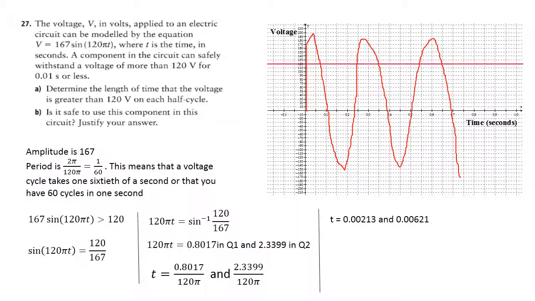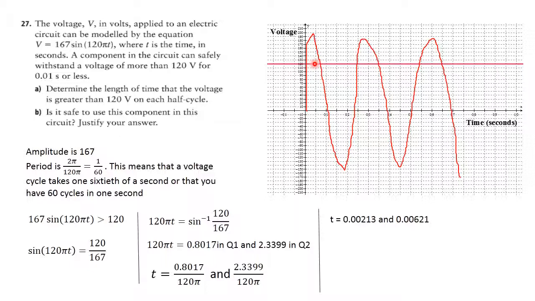So what that means is that, if we go back to my little rough diagram here, this first point, though it doesn't really look that obvious, is the 0.00213. That's when it's actually equal to 120. Then it goes above, and when you get down to the second value when t is 120, it's 0.00621. So in between these two is where you're above 120.